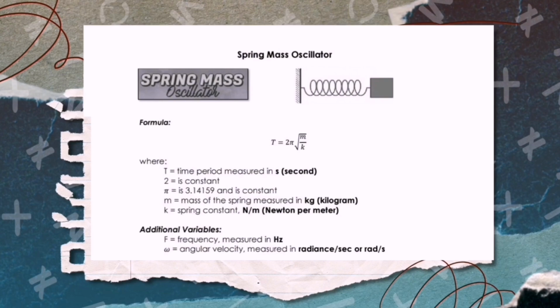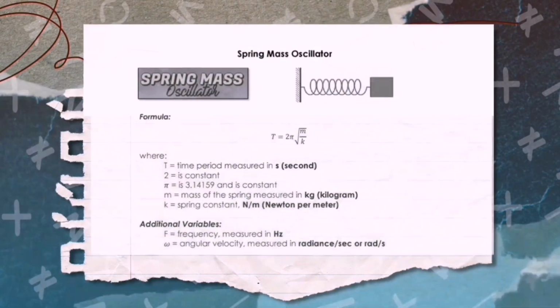Frequency, which is spelled capital F, tells us the number of cycles per second. It is the inverse of the period. The formula is f equals 1 divided by T. We measure frequency in hertz, spelled Hz. And angular velocity, symbolized by the lowercase Greek letter omega, tells us the rotational speed of the motion. The formula is omega equals 2 pi times f. We measure angular velocity in radians per second, or rad/s.